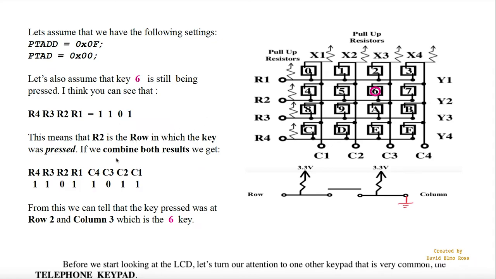Now if we take and combine the results we had previously with this, we have 1, 1, 0, 1, which means row 2, and 1, 0, 1, 1, which means column 3. Wherever the zeros are, that's the row and column of the key that was pressed. So row 2, column 3 is a 6, and that's the way we figure it out.